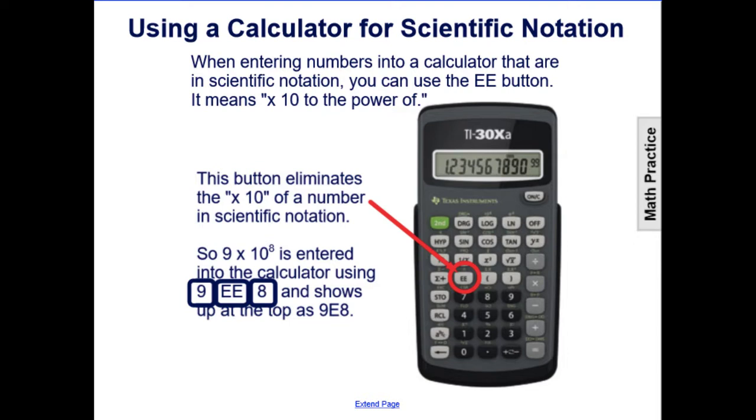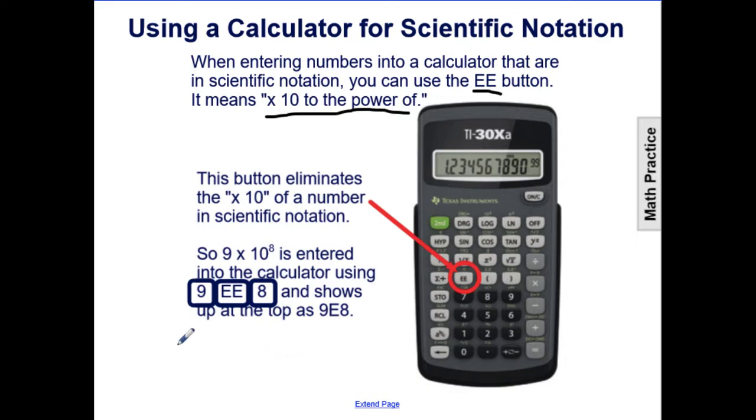We can use the calculator to help us with scientific notation as well. When entering numbers into a calculator that are in scientific notation, you can use the EE button, both capital. It means times 10 to the power of. So this button eliminates the times 10 of a number in scientific notation. It's right here located in the calculator, usually next to your parentheses above your number keys.